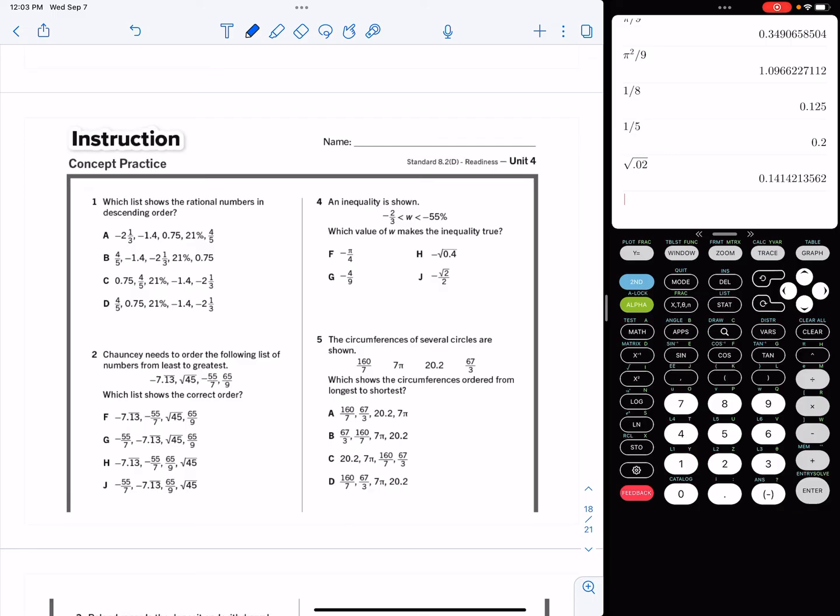So this lesson's been about comparing real numbers. And we use our calculator to really help with that. So we convert everything to a decimal and we compare using the decimals.